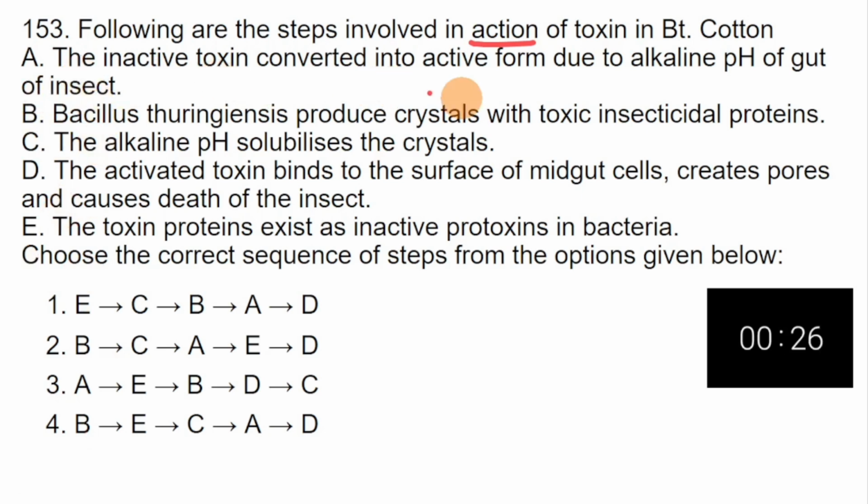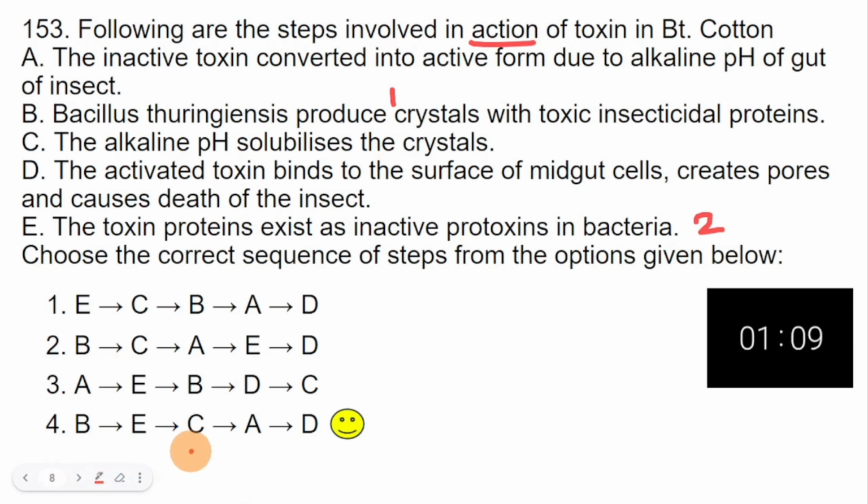A: The inactive toxin converted into active form due to alkaline pH of gut of insect. B is Bacillus thuringiensis produces crystals with toxic insecticidal protein, and E is the toxin protein exists as inactive protoxins in bacteria. So it looks like B will be the first statement. The toxin is first produced and it is produced as inactive protoxin. This is 2. So B and E is seen in option number 4. So this will be the answer.